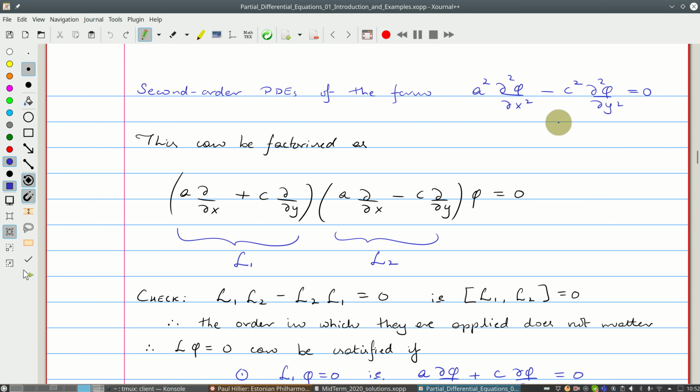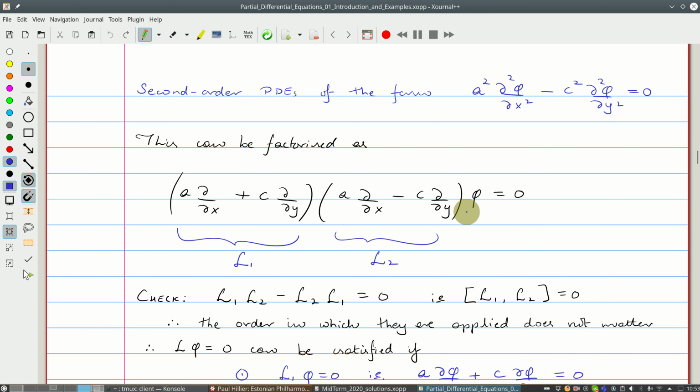So how can this be used to solve more interesting equations? This is a second order partial differential equation of the form a squared ∂²φ/∂x² minus c squared ∂²φ/∂y² is 0. Now this can be factorized, and that's what's important here. It can be factorized into a ∂/∂x plus c ∂/∂y, that's one operator, call it L1. And then we have another operator, a ∂/∂x minus c ∂/∂y, and that's L2. These two operate on φ to give you 0.